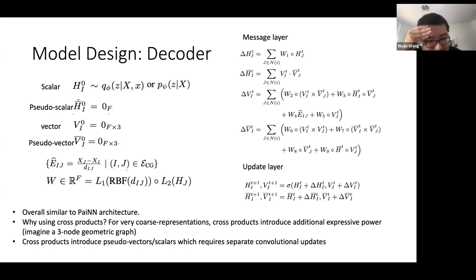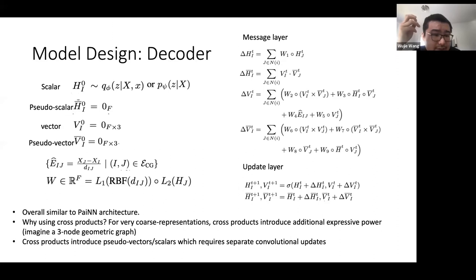I know this slide could be a little confusing, but the basic idea is that for our decoder, there are some design choices that are required to capture certain properties of the decoder. You just do your message passing in such a way that the requirements on the left are fulfilled, right? Such that, for example, the pseudo vector transforms as we need it to transform under reflection of the entire system. And that's just achieved by designing the message passing layers as you have it on the right. That's something we, for example, know from the PaiNN paper. Yes, essentially, this architecture is very similar to the PaiNN paper.